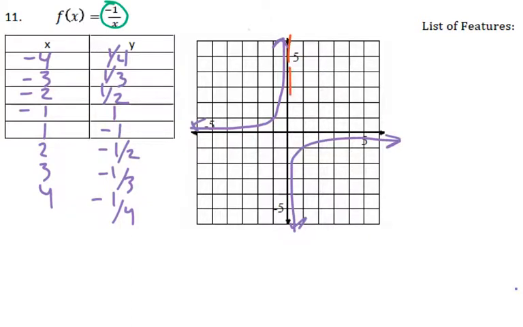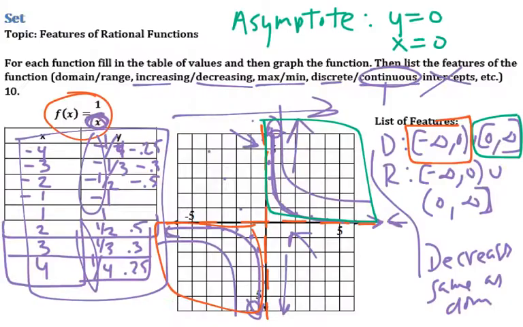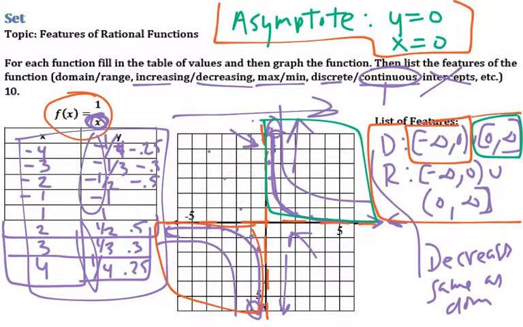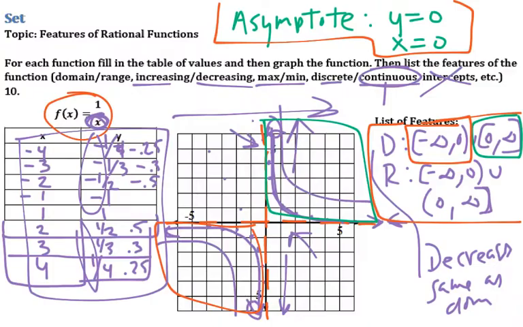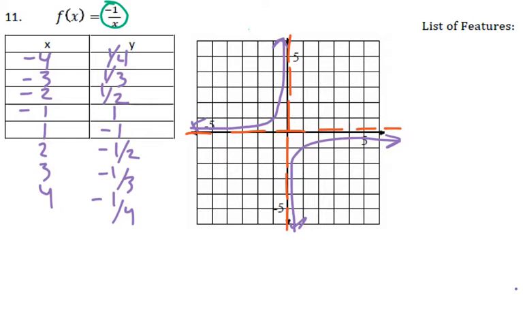We still have that asymptote right here. We still have that asymptote right here. So for our features, the asymptote's the same. The domain and the range are the same. Okay, but instead of decreasing now, it's always increasing at that domain. Still doesn't have a maximum and a minimum. It is now no longer decreasing. It is still continuous. It doesn't have any x or y intercepts still. So it's very similar just because we flipped it.